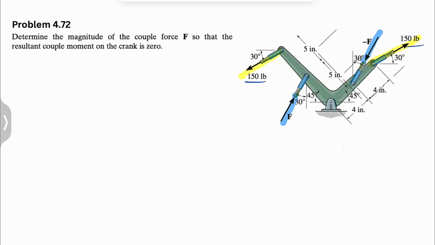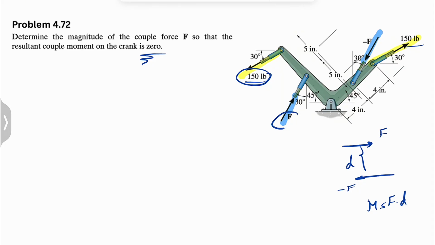And we talked about the moment that the couple, these two forces make. If we just call them F, negative F, and let's say they have the vertical distance of d, so the moment will be F times d. Because we have the resultant couple 0, basically whatever moment the 150 is making has to be exactly the same as the moment of these two force F make, and obviously has to be in the opposite direction.